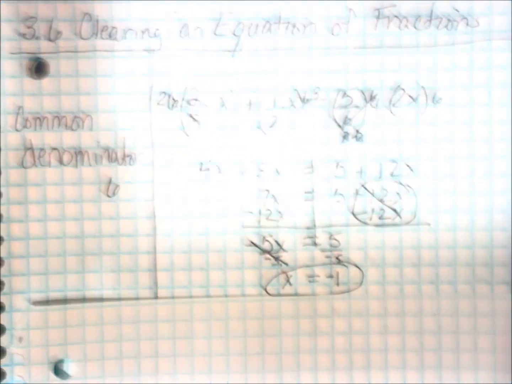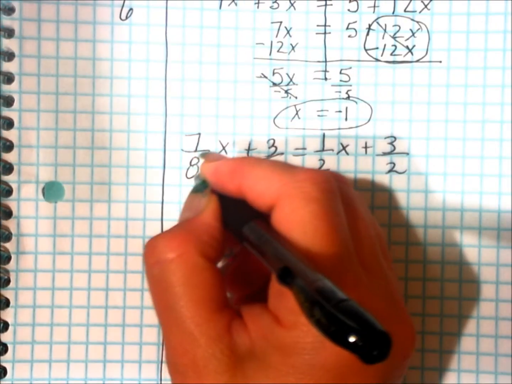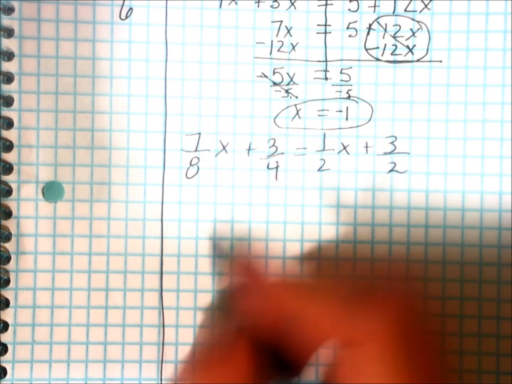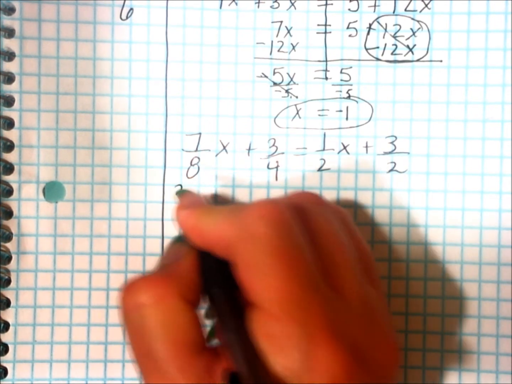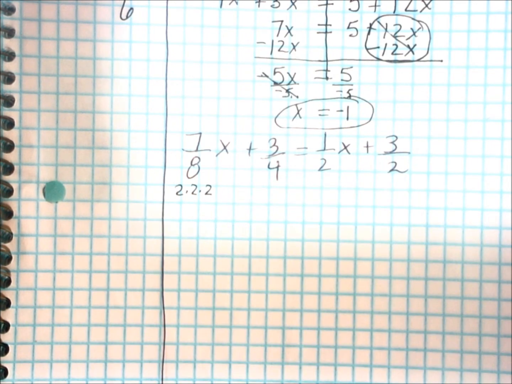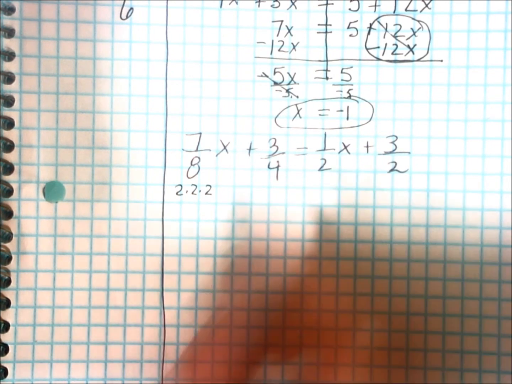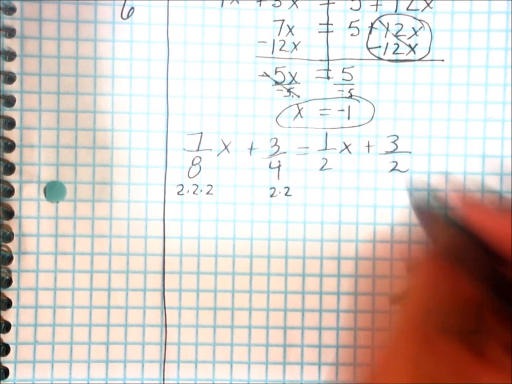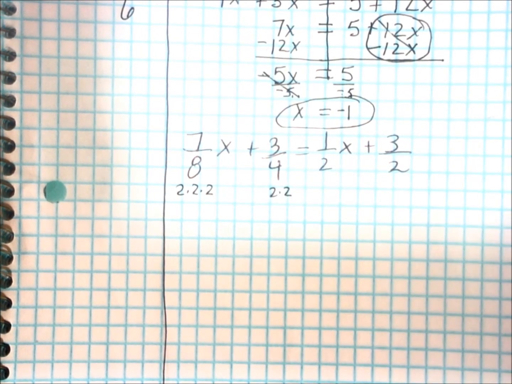Okay, let's go ahead and try another one of those. So now we need to come up with our common denominator. When I look at this, 8 is 2 times 2 times 2. You're looking for the smallest factors you can come up with. 4 is 2 times 2. 2 is 2 times 1, and 2 is 2 times 1. You don't usually need your 1.